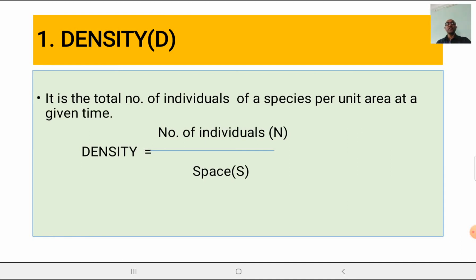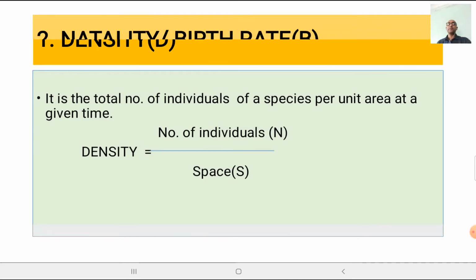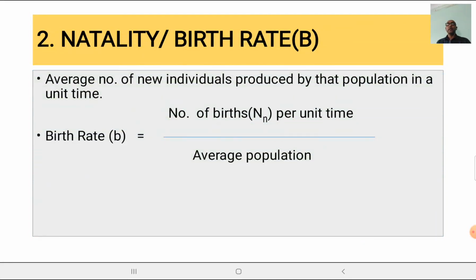Now, let us come to the second attribute, that is natality. It is the average number of new individuals that are produced by the population in a unit time. So, natality or birth rate is the average number of new individuals produced by the population in a unit time.